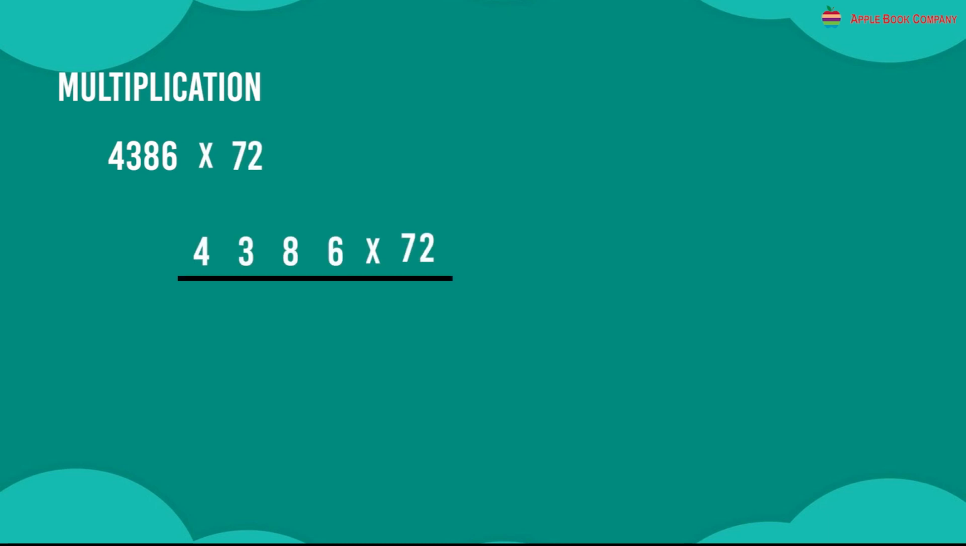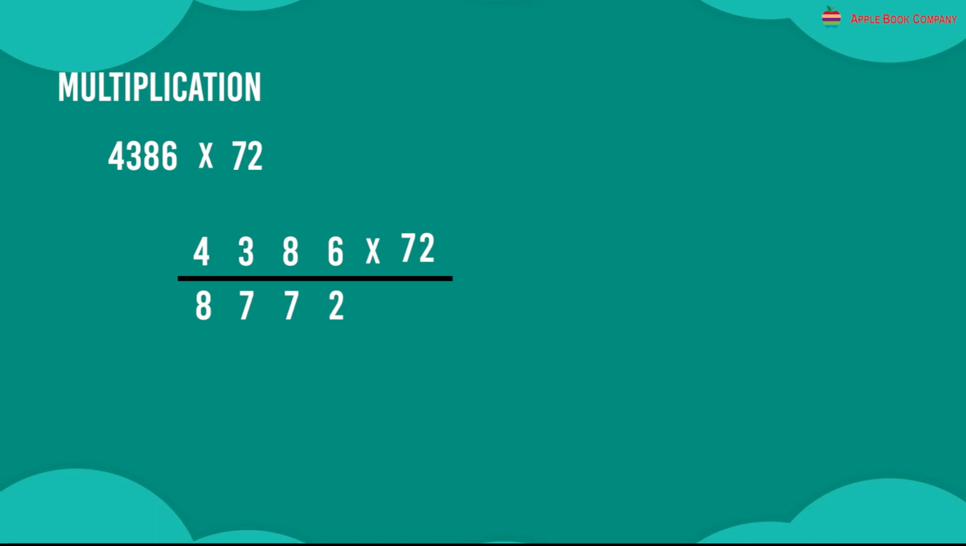Next is multiplication. Let's see one example. 4386 multiplied by 72. First, we need to write the numbers in their column form. Start multiplying from the ones place. So that means 2 times 6 is 12. Carry forward 1 and write 2. 2 times 8 is 16 plus 1 is 17. So write 7 and carry 1. 2 times 3 is 6 plus 1 is 7. And 2 times 4 is 8.